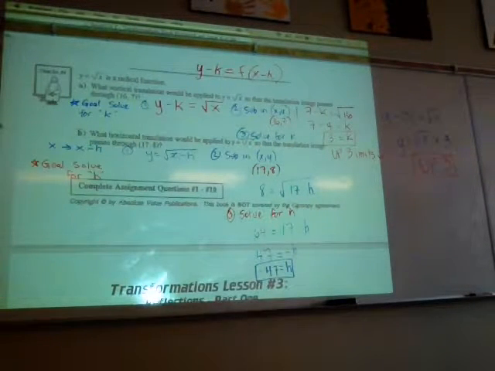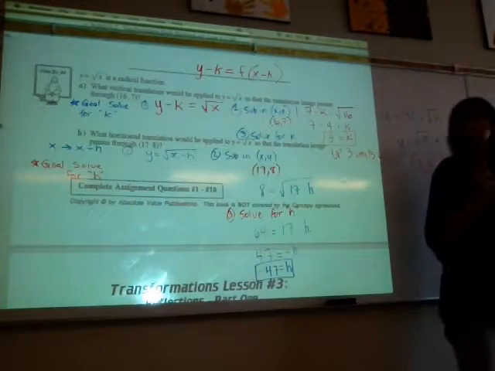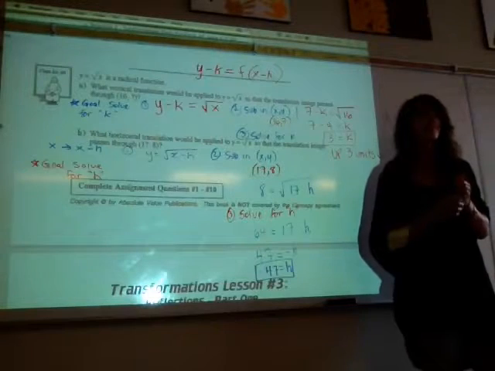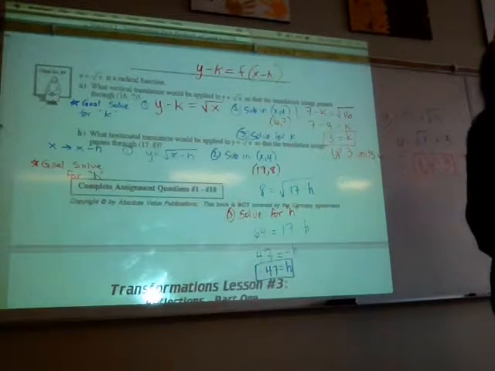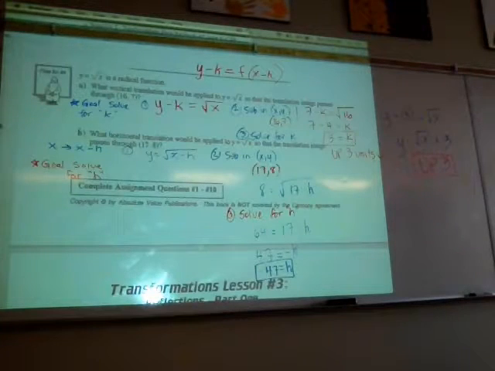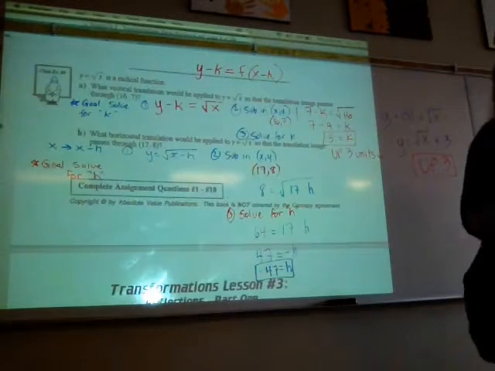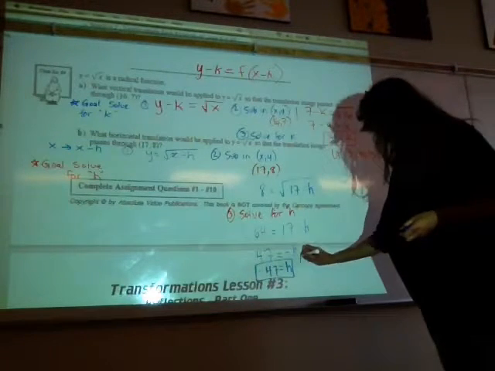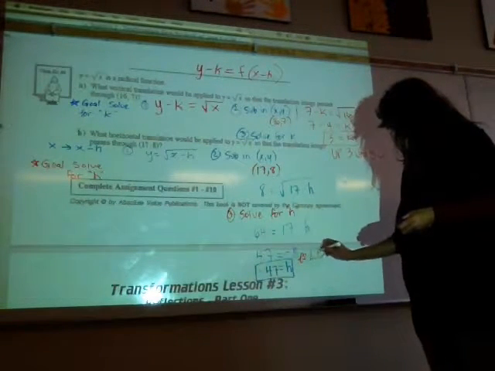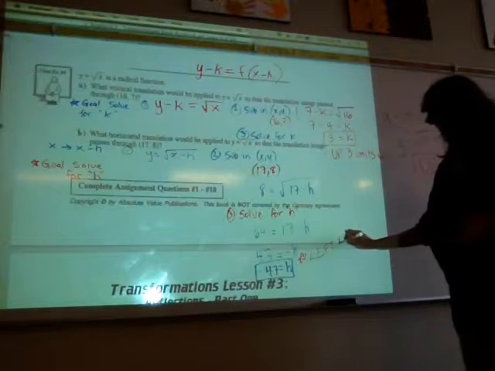H is negative. We're talking about horizontal translations. H is negative, so are we moving right or left? Right. Who votes left? Who votes right? Dawson, good job. Well done. I'm glad you didn't change your mind. Okay, we're moving left 47 units.